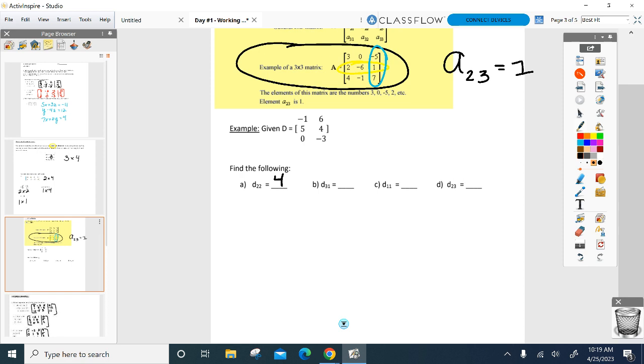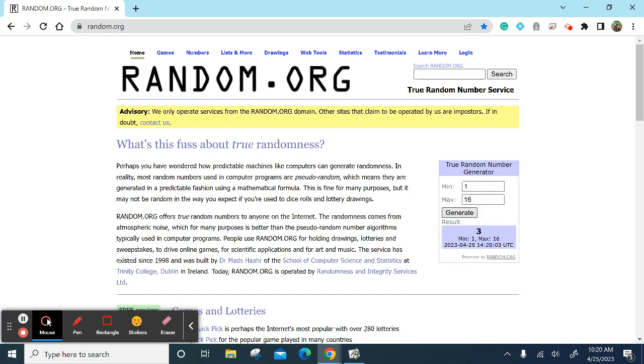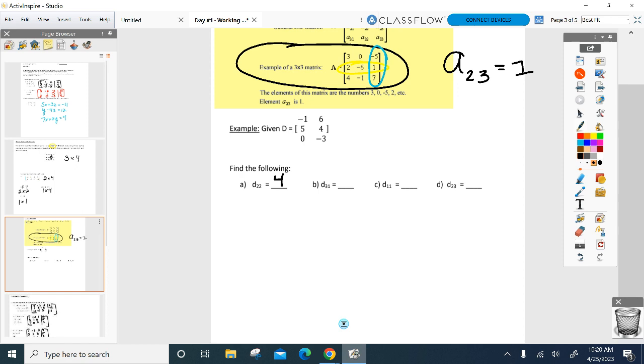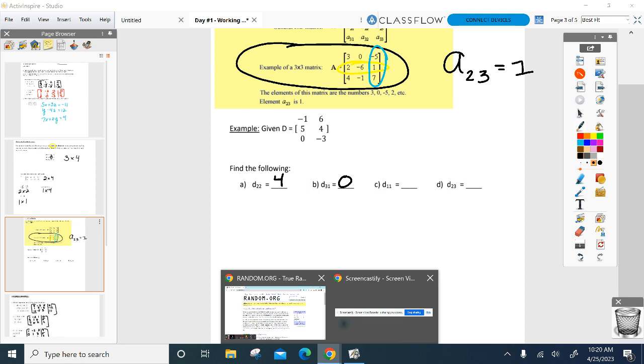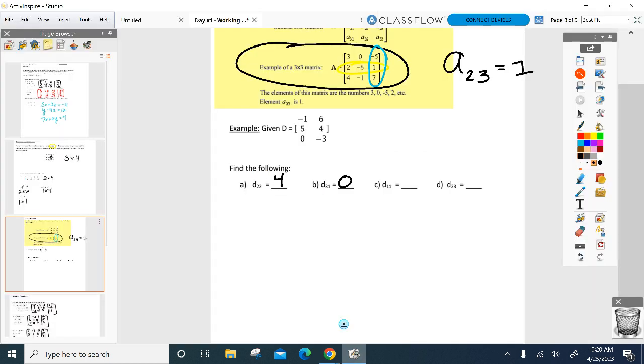What lives at 3, 1? Row, column. 3, 1. 0. Good, Dylan. Nice. What lives at 1, 1? Negative 1. Oh, sorry, Jay. -1.